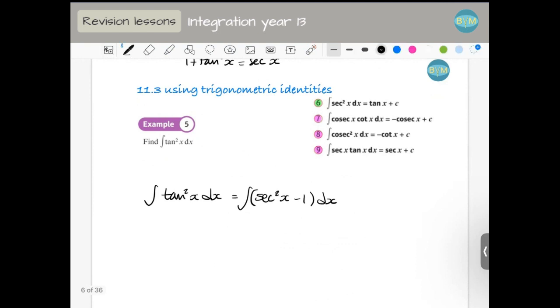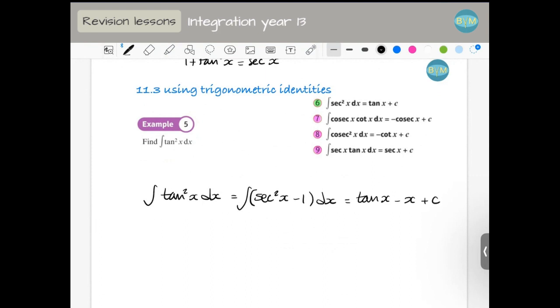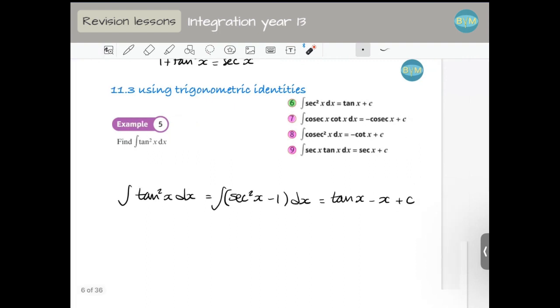And then I can separate. So the integral of sec squared I know is tan, and the integral of minus 1 is minus x plus c. So it becomes quite easy if you remember that you can write this in a different way, and that's going to happen in a lot of questions. So usually the trigonometric questions are going to be ready for you to substitute what you have into something else. Yeah, it's not going to be straightforward. Is this clear? It's quite simple.